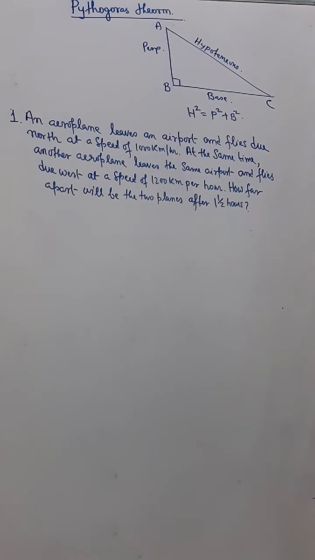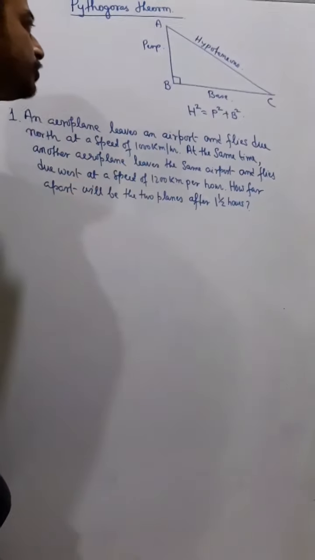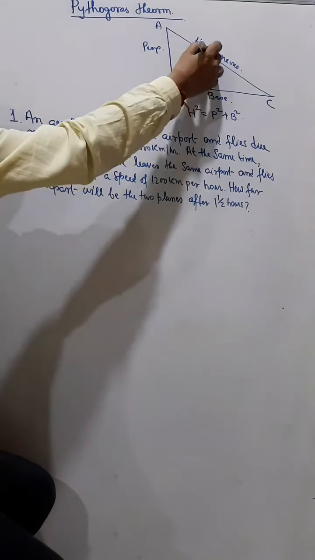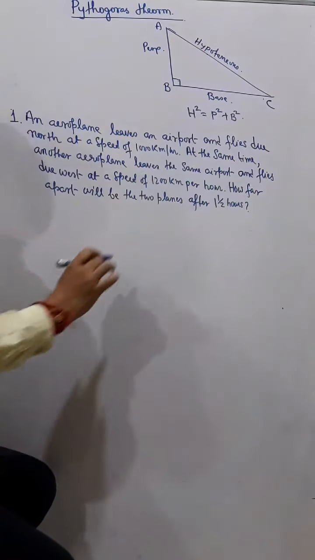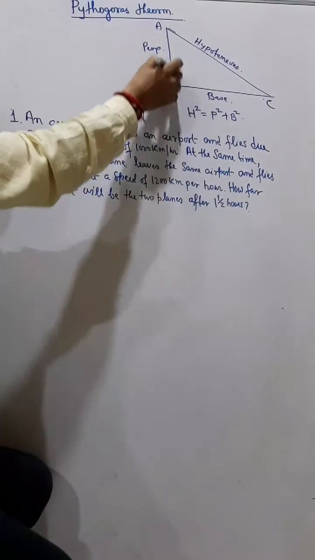Okay, students, we are starting Pythagoras theorem today, and I hope all of you at least know the Pythagoras theorem. You have already done it in class 8. Now, in a right angle triangle, the side opposite to the 90 degree angle is called the hypotenuse, and this hypotenuse is always the longest side. This side is called the perpendicular, and this is called the base.